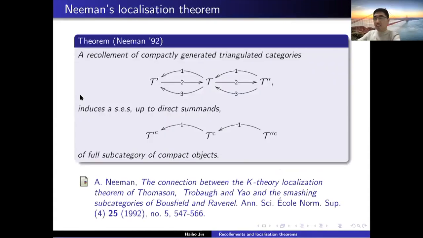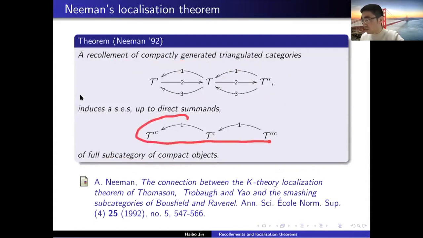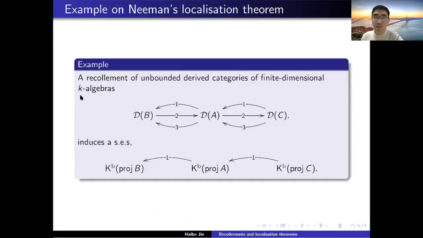And in 1992, Neeman gave the famous result. He studied a recollement of compactly generated triangulated categories, and then he showed the top functor induced a short exact sequence of some subcategory of compact objects. So from this recollement, we can get a short exact sequence of some special subcategories. I will not explain the details here because for our purpose, this example is enough.